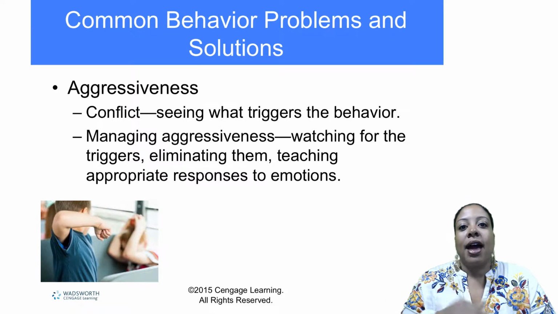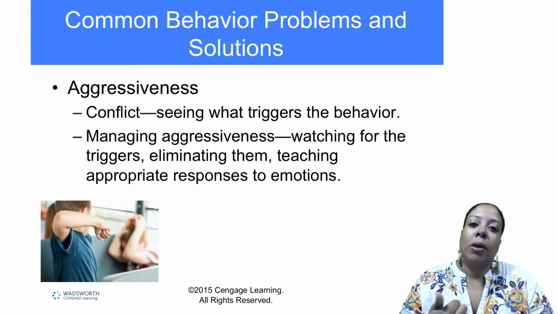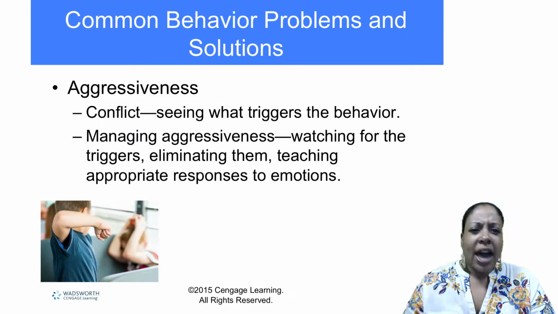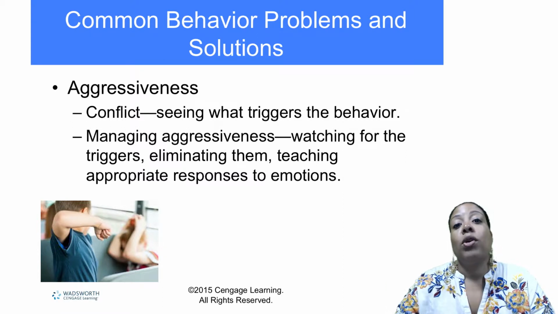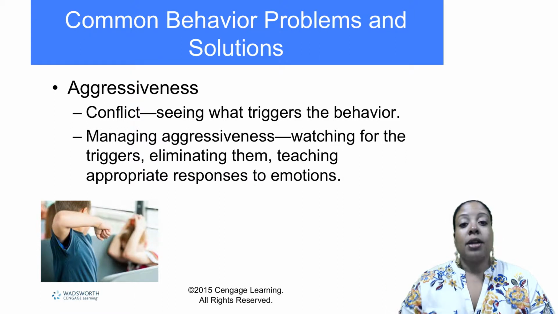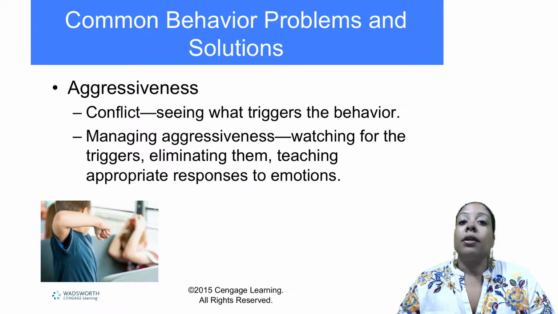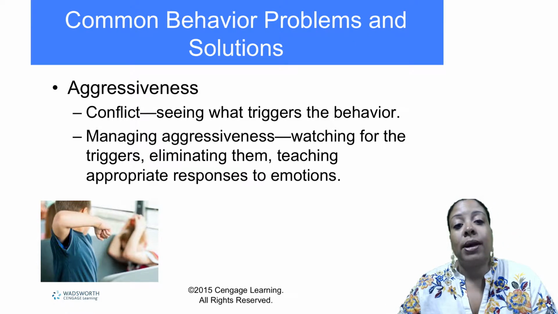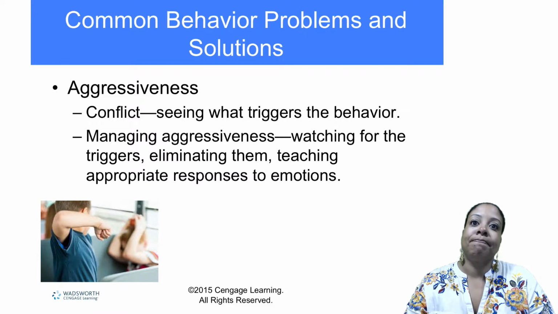So that is related to teaching appropriate responses to emotions. If you're getting on a child or you're reprimanding and you're trying to indicate, you can't get angry or you shouldn't hit, then instead redirect them by telling them what you want them to do. So take a deep breath, for example. Tell an adult, use your words. All of those things are ways to teach children appropriate responses to their emotions.